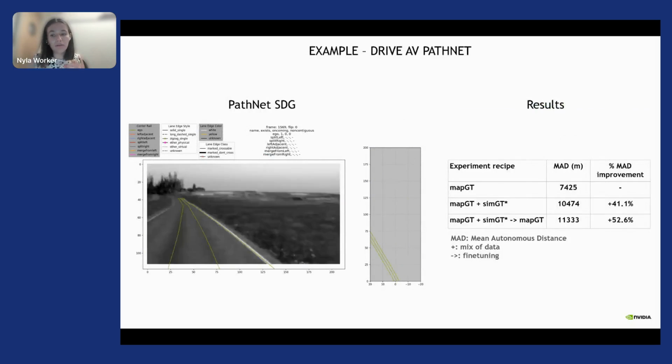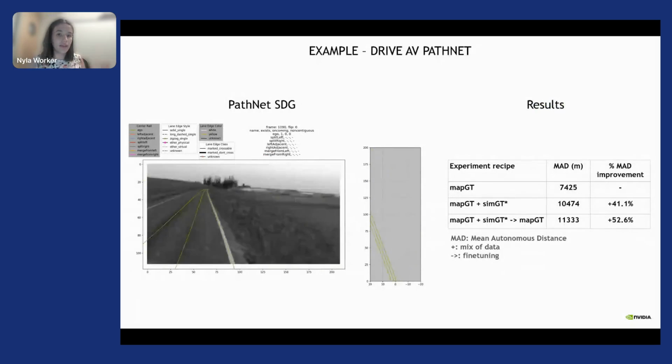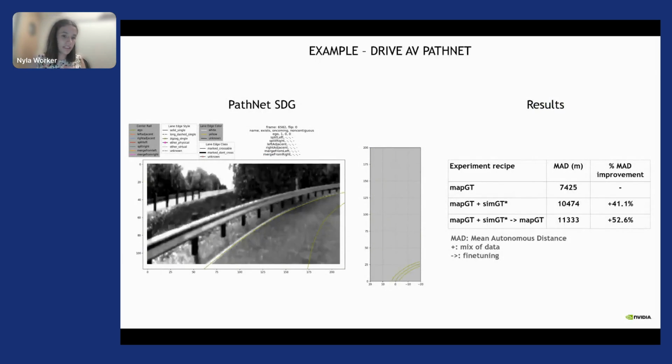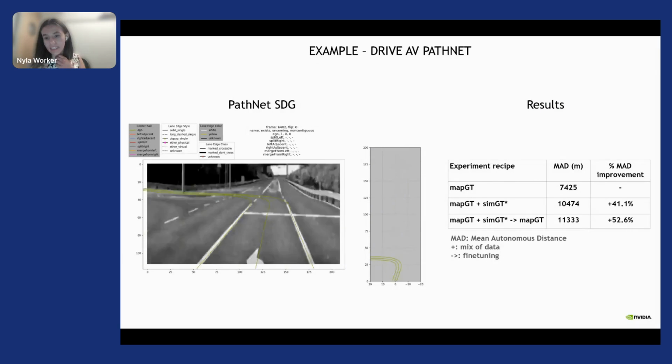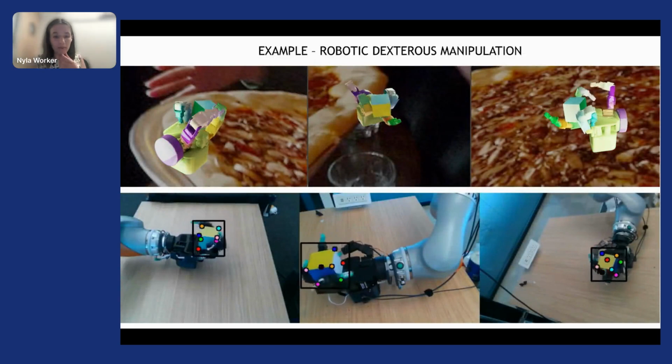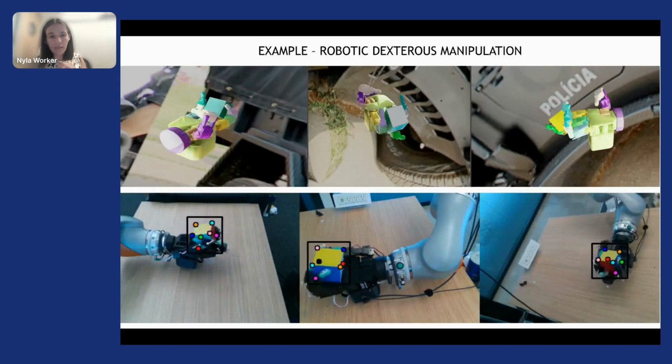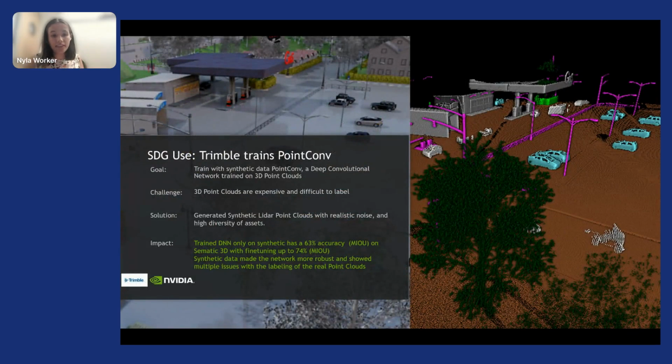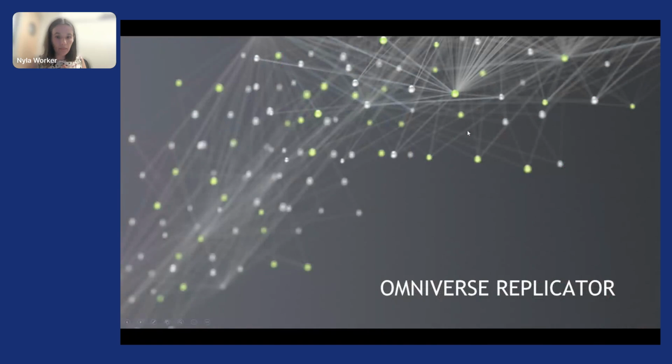Here is an example where we trained PathNet, which detects lanes with synthetic data. I'm going to skip this due to time. Also for manipulation in reinforcement learning. And then this is the project I spoke about, which is utilizing synthetic LiDAR point clouds to train a DNN. Again, there is a tag on this topic. It's at the end of this talk, so you can go ahead and check it out later on.